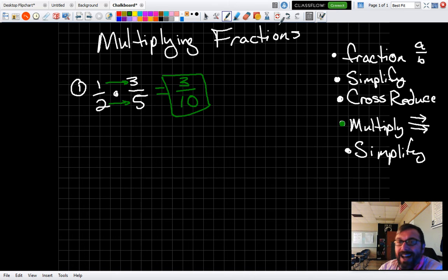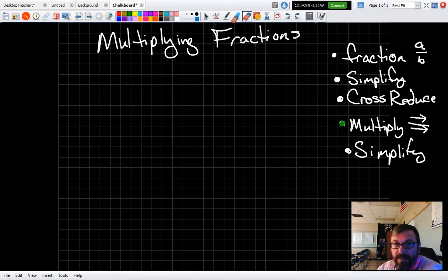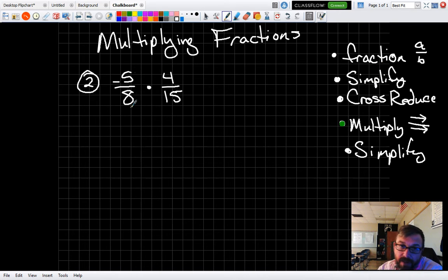So let's start adding some things to complicate the situation and see if there's any other skills we can practice in this. The second example that we had on our pink sheet was -5/8 times 4 over 15. Okay, so again, these are all in fraction form. Simplify, 5/8 is simplified, 4/15 is simplified. Now cross-reduce.